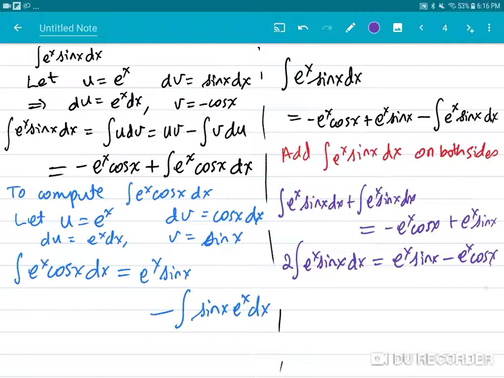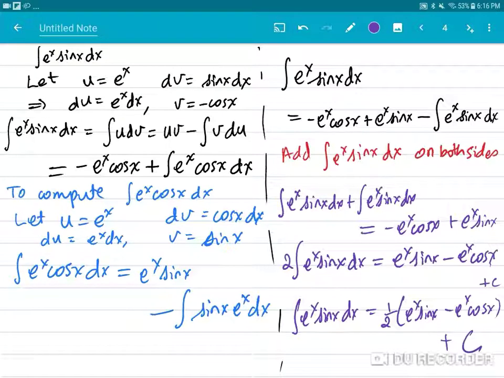All I have to do is divide by 2. So let me just stick a plus c here, because it's the integral of some expression. So the integral of e to the x sine x dx is actually 1/2 of e to the x sine x minus e to the x cos x plus the integration constant c. So that's how you do this problem.